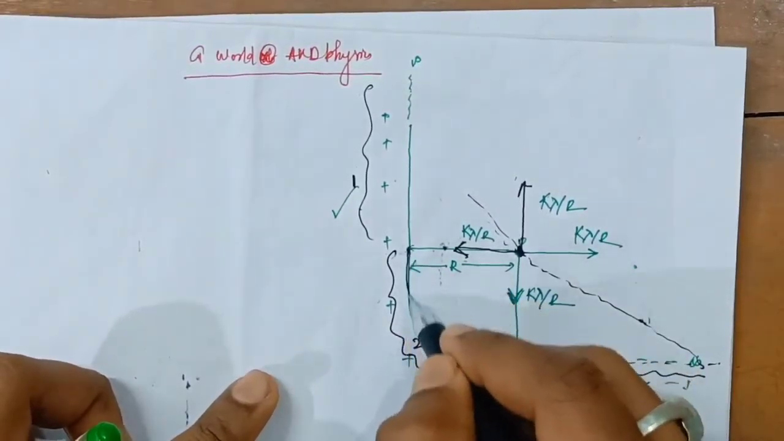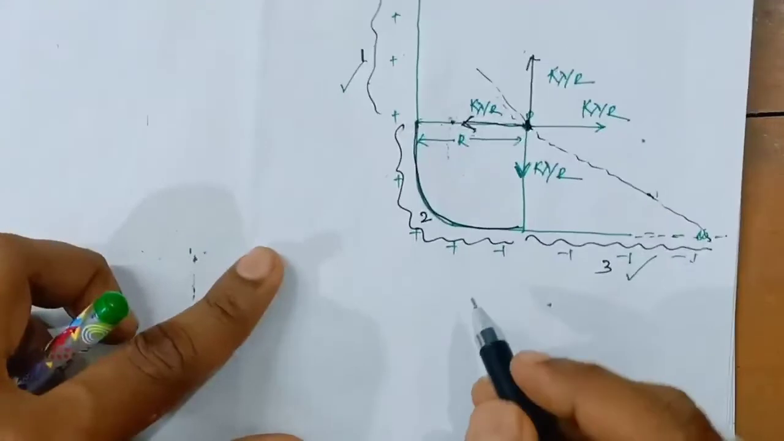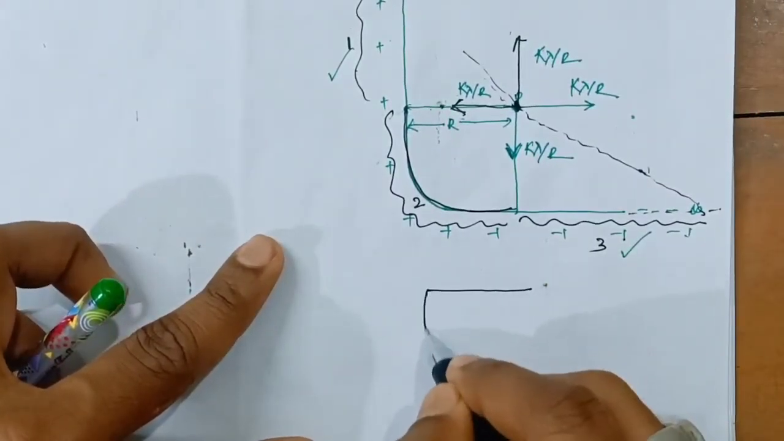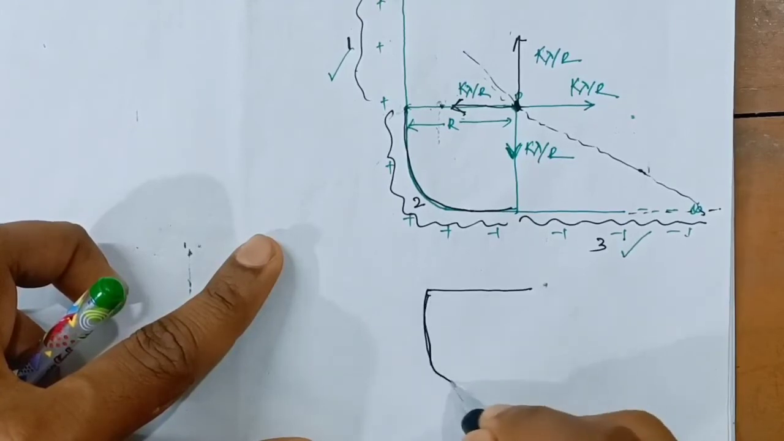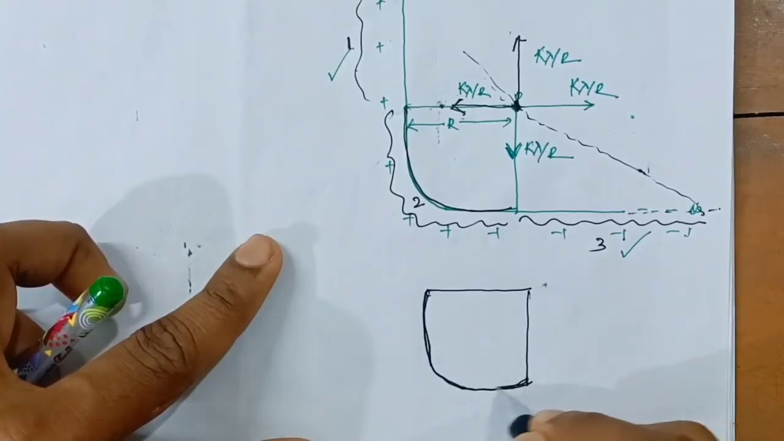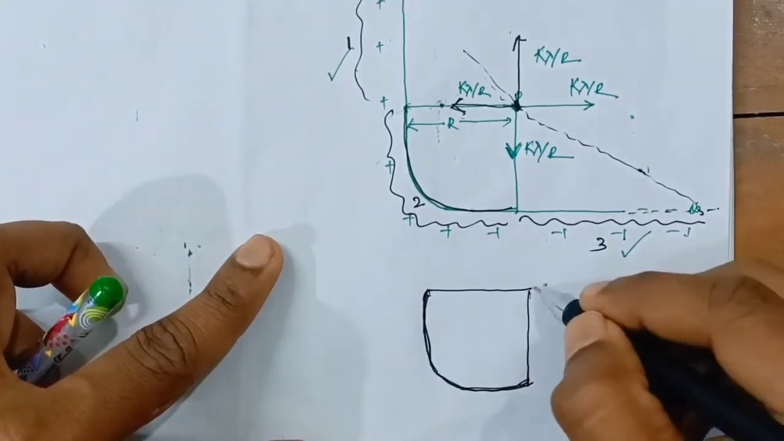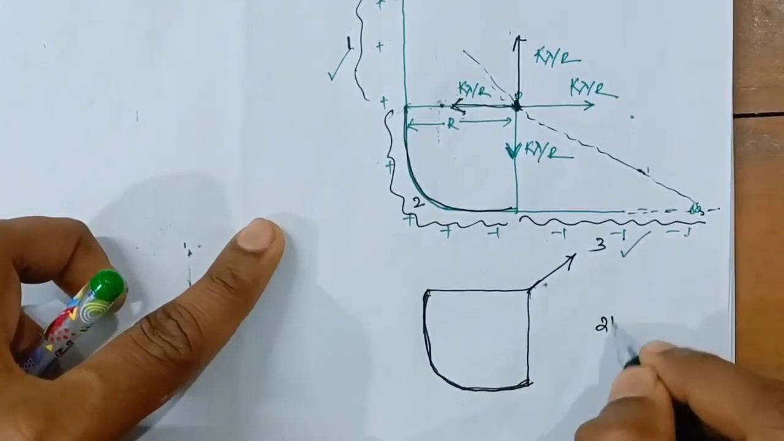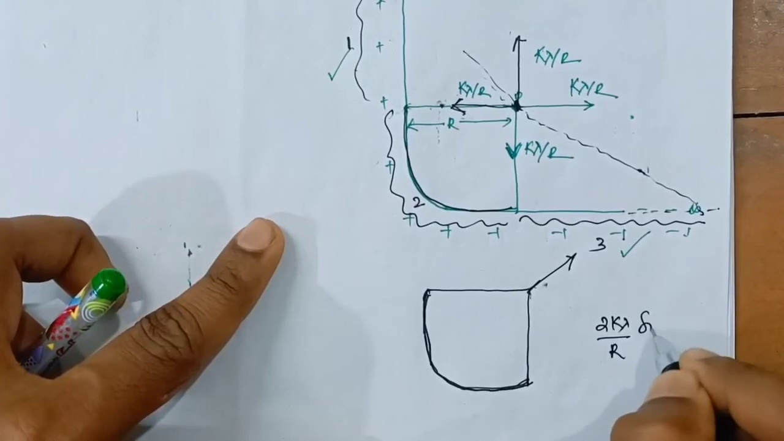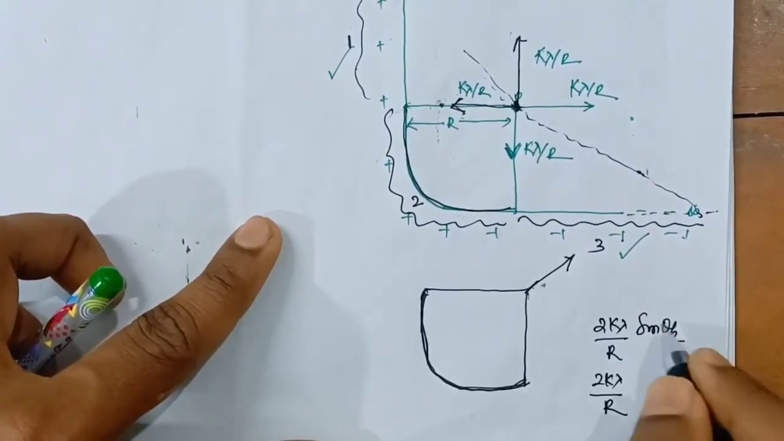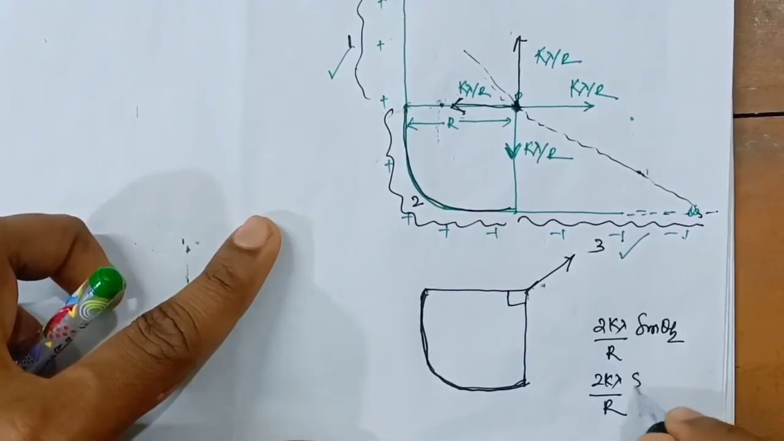We all know these things were already discussed in our previous lectures. I suggest my students please go and check that video: electric field due to a quarter arc. What is the general expression? It is 2k lambda by r sine theta by 2, and here theta is 90 degrees, so 2k lambda by r sine 90 by 2, which is sine 45 degrees.